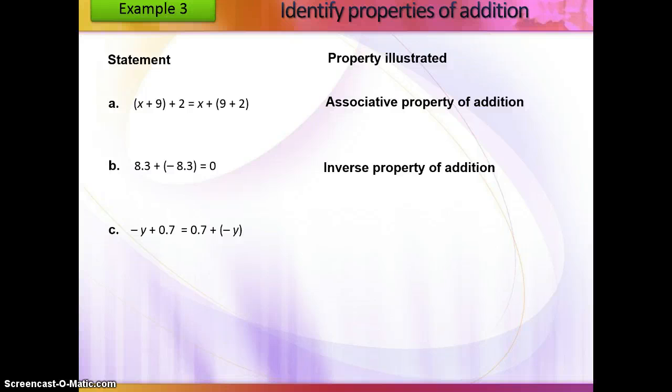C, I have negative y plus 0.7 equals 0.7 plus negative y. This is the commutative property of addition, meaning the order of the terms does not matter.